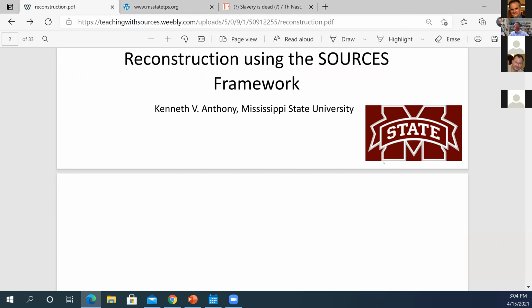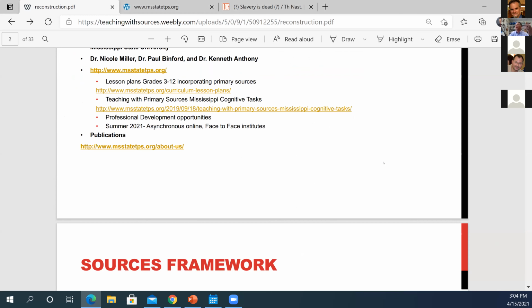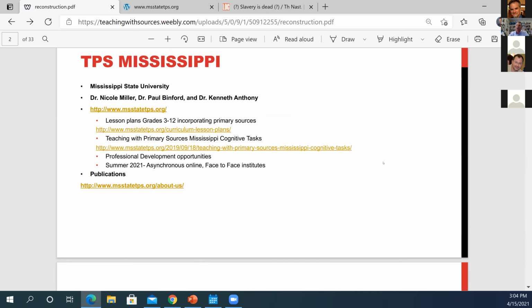With TPS Mississippi is Dr. Paul Benford, Dr. Nicole Miller, and I. We collaborate on this grant here at Mississippi State, and we make a lot of lesson plans. We do a lot of presenting, and we also do some professional development in schools and school districts and here on campus. And also, when we can, we try to get down to Central Florida to visit with Scott. I'm not going to click a whole bunch on this, but I just want you to see that we do have some lesson plans and some websites. Scott and I both put a link to this Weebly there, so you can go check that out.